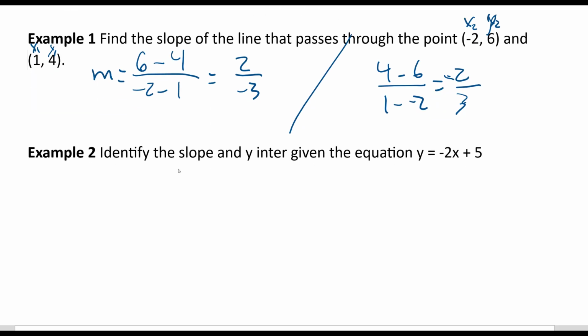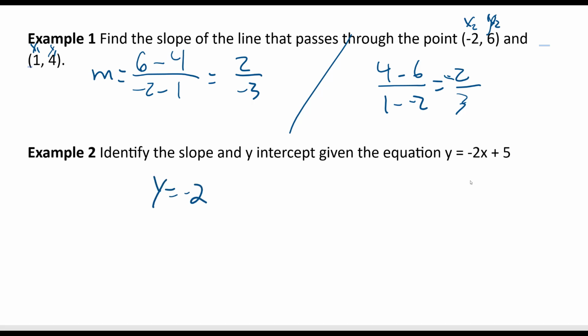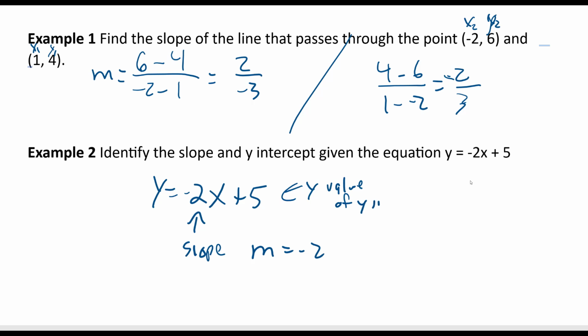For example, to identify the slope and y-intercept of the given equation y equals negative 2x plus 5: if it's solved for y, where it says y equals, the coefficient for x is your slope. So m equals negative 2. And the constant, again if it's solved for y, is the y value of the y-intercept. So that's going to be at 0, 5. X is always 0 at the y-intercept, so x is 0 on the y-axis.